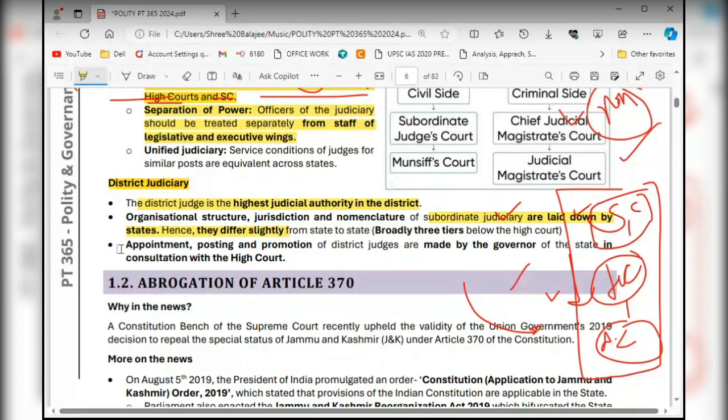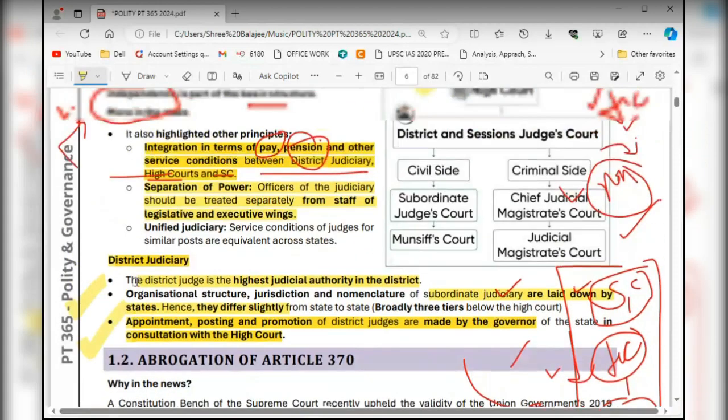Okay, then appointment, posting and promotion of the district judges are made by the Governor. Now this is something to be noted. Okay, this is important. And then in consultation with the High Court. So these two sections are important here.